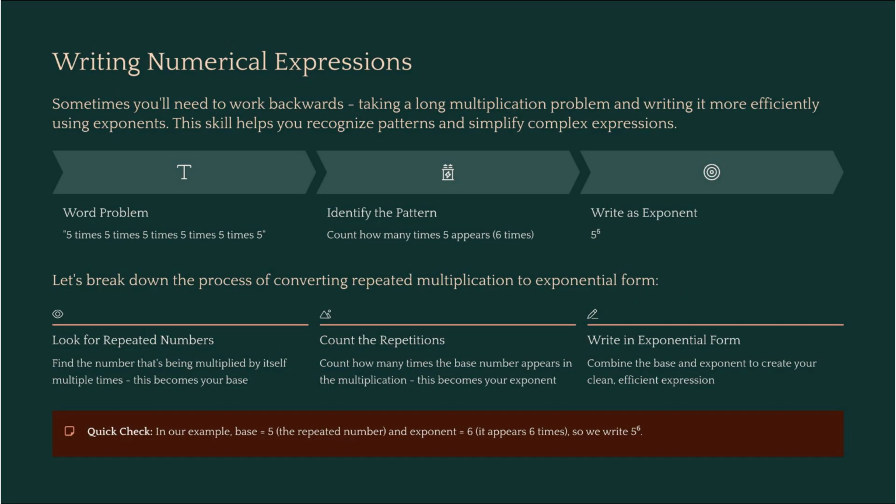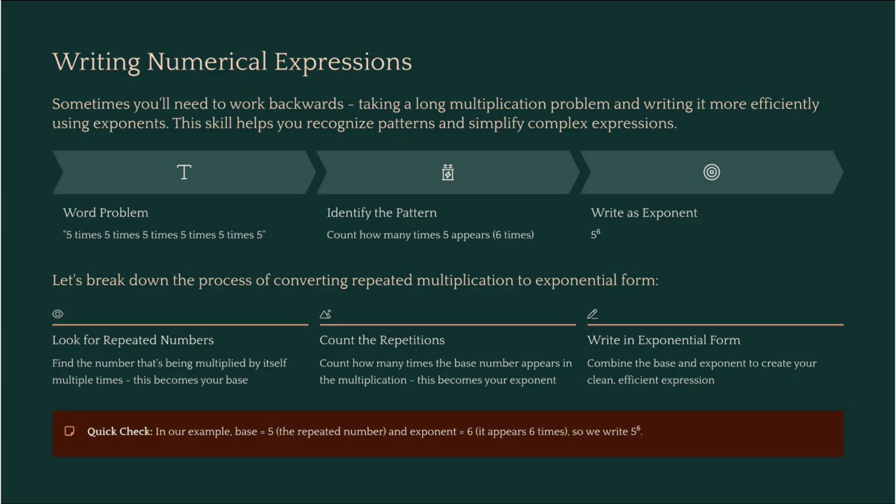Now let's practice going the other direction. What if I give you the repeated multiplication and you have to write the shorthand exponential expression? Suppose you see the problem 5 times 5 times 5 times 5 times 5. The number being multiplied is 5, so that's your base. How many times is the 5 used? 6 times. So you would write this expression as 5 to the power of 6.